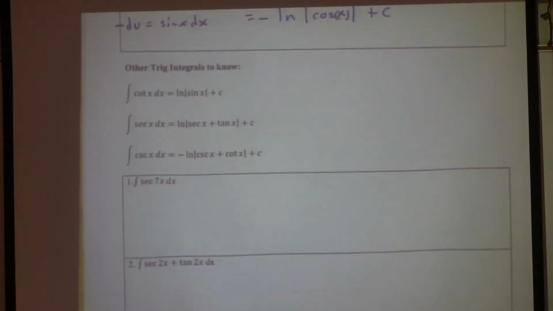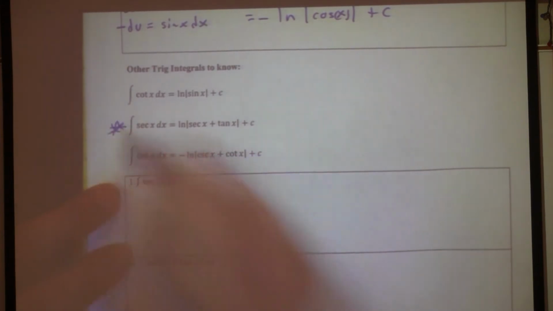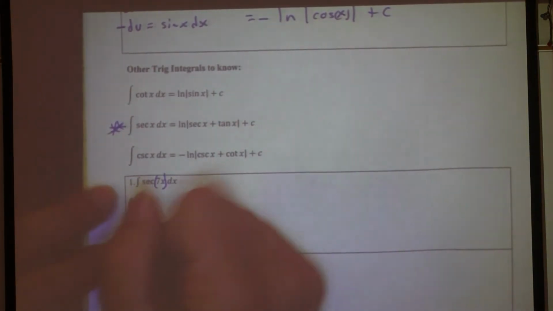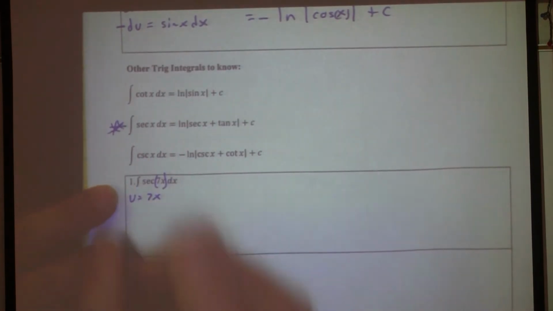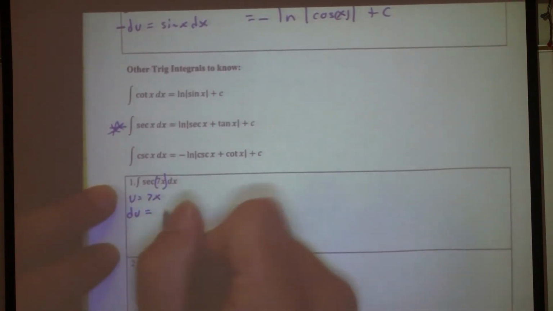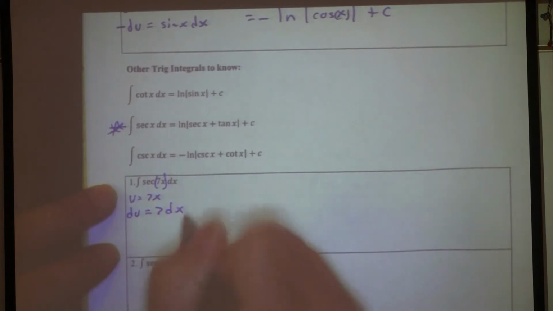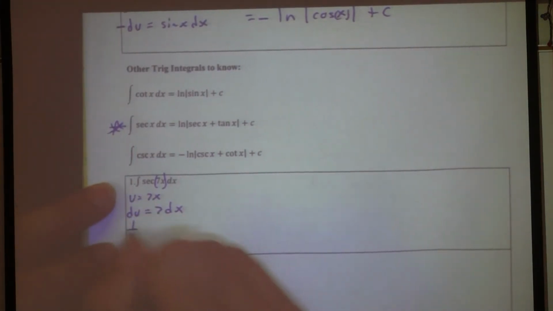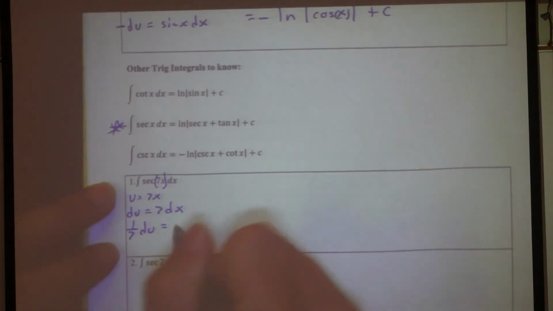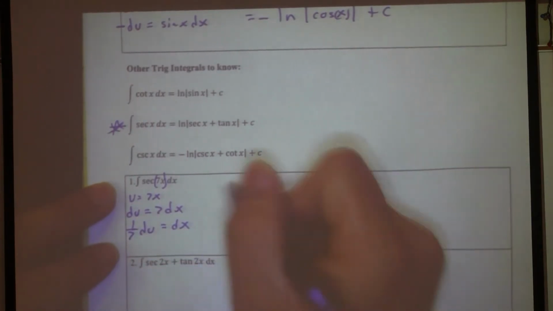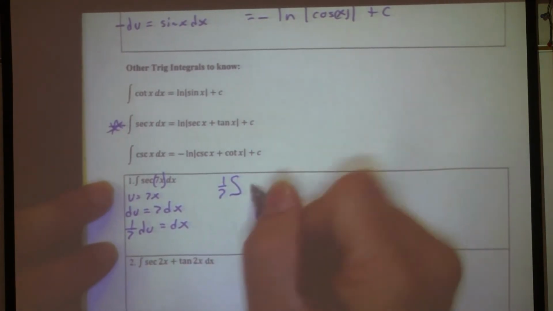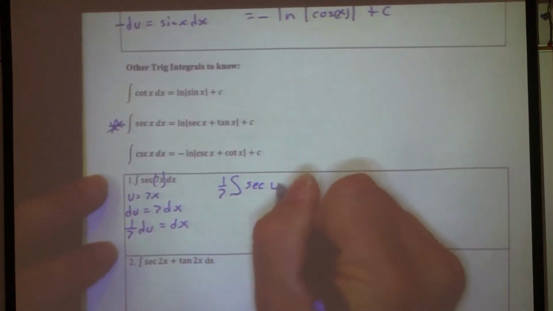Look at this first one, secant of 7x. So we're looking at this rule right here. What would we want u to be? 7x. What would du be? 7 dx. We got to get rid of that 7. So it would be 1 over 7 du is equal to dx. So now we could say that this is the integral, 1 over 7 times it, of secant of u.